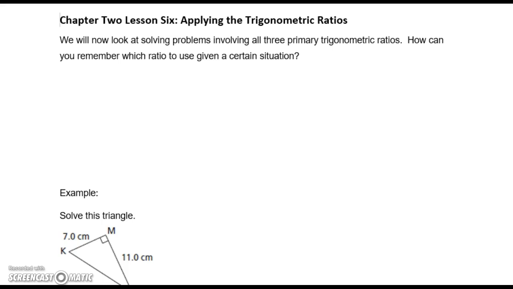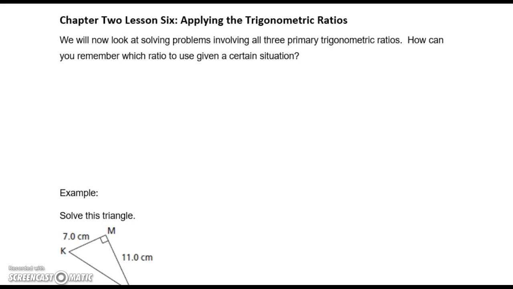In this video, we're going to look at Lesson 6 from Chapter 2, which is looking at applying the trigonometric ratios. So here, we're going to be looking at solving problems involving all three of the primary trigonometric ratios that we looked at throughout this whole chapter. So one of the questions you might be asking is, how on earth can we remember all three of the ratios, and then how do we figure out when to use each ratio?